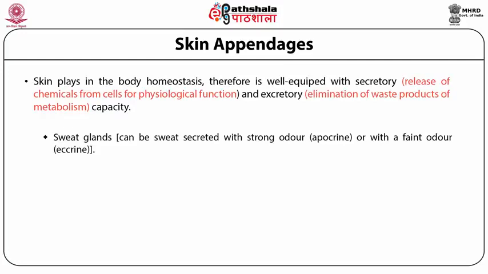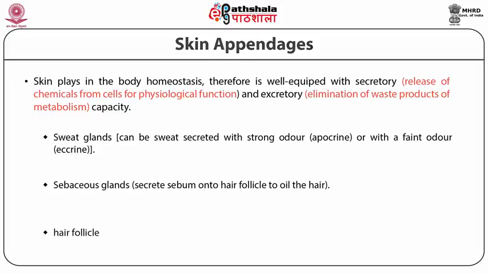The sweat glands usually secrete sweat which has a strong odor. If it has a strong odor, the secretions are called apocrine secretions, while if it has a faint odor, it is referred to as eccrine secretions. The sebaceous glands secrete sebum onto the hair follicle to oil the hair. And finally, the other skin appendage is the hair follicle.